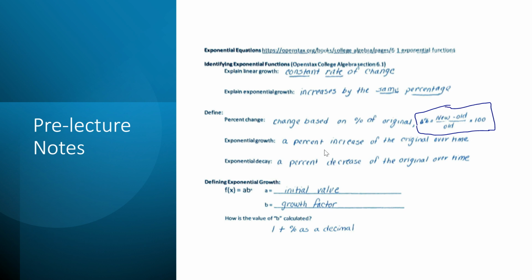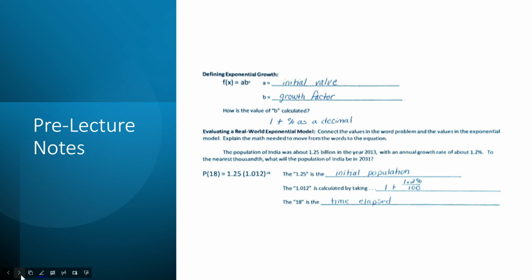When we have exponential growth, that is when you have a percent increase. And when we have exponential decay, that is when we have the percent decrease. When we look at this particular growth formula, the A is the initial value, the B is referred to as the growth factor, and then the X was typically the time. That growth factor is calculated as 1 plus the percent as a decimal. So those are our notes, and we have some additional examples.